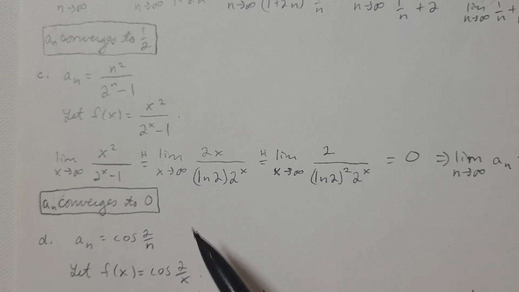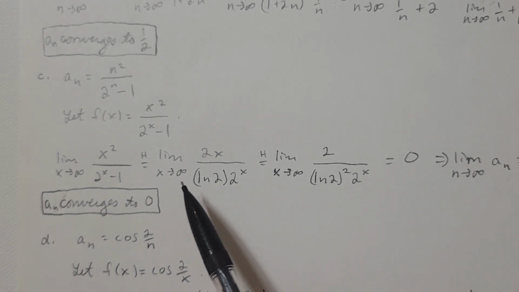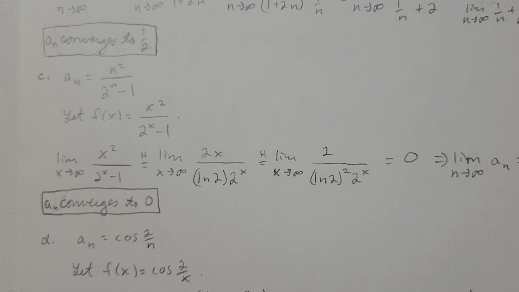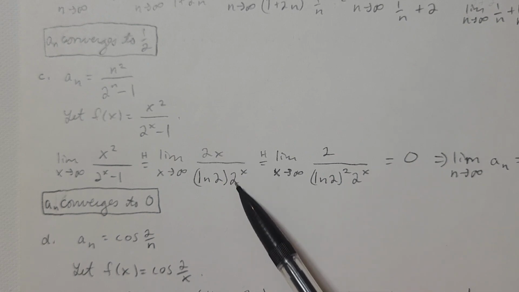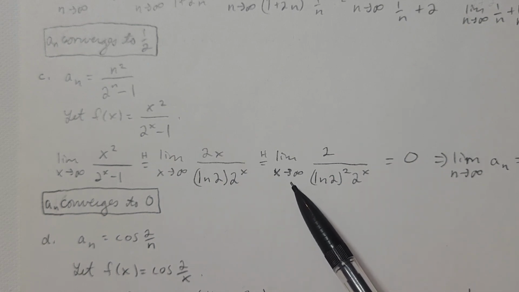Okay, and I got the limit as x approaches infinity of this guy here. Well, I'm still in indeterminate form. Okay, so I'd still be in the form infinity over infinity. And so, yeah, let me go ahead and use L'Hopital's rule again.